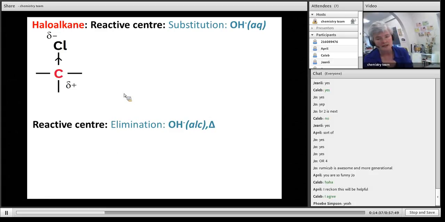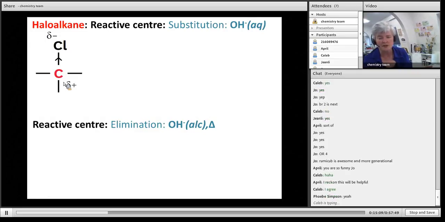Now, haloalkanes. Going back to those tips, remember, work out what the reactive site is, because that's going to be the area that's going to change. And then think of what's going to happen. Am I getting a nucleophile coming in, or what is happening? So with my haloalkane, chlorine is more electronegative. So this is slightly negative, my carbon is slightly positive. So is it going to attract nucleophiles or electrophiles?